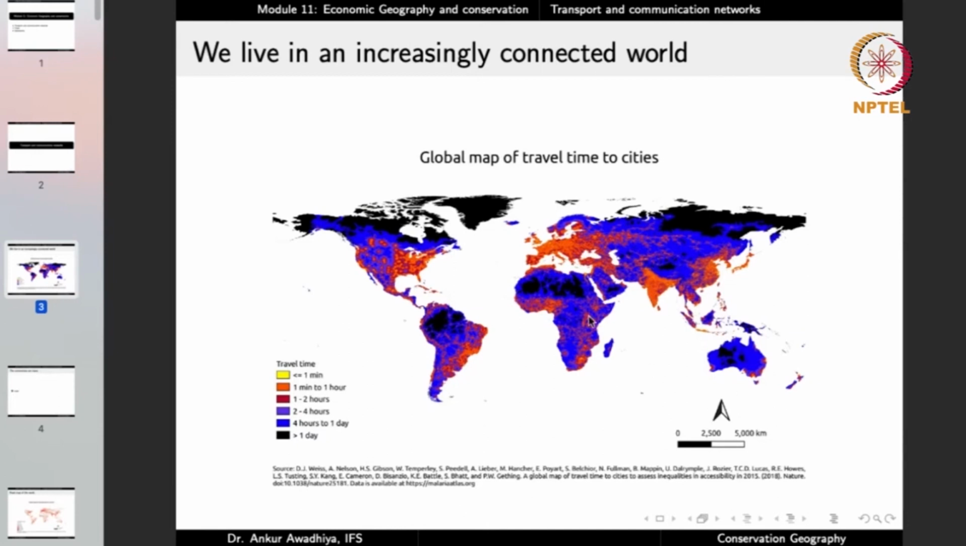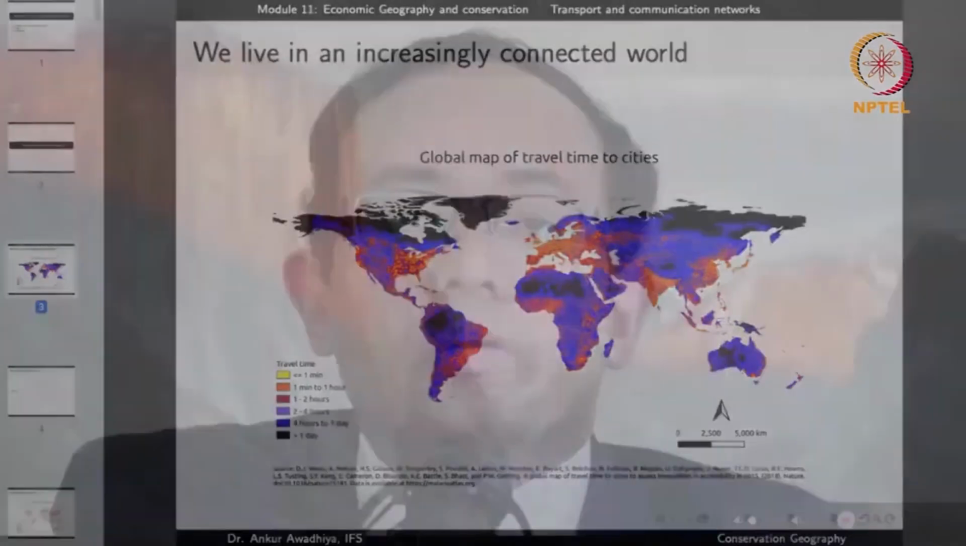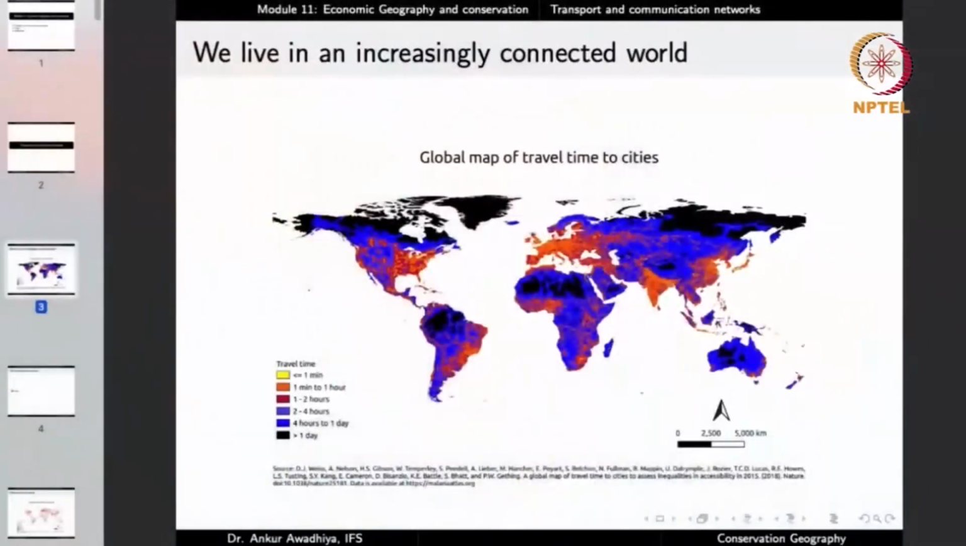But more or less, we find that in areas where we have a dense settlement of people, in those areas where lots of people live, the connectivity today is very good. So, we are living in an increasingly connected world. Now, this connectivity is coming through different modes of transport and communication. So, what are these modes of transport and communication?